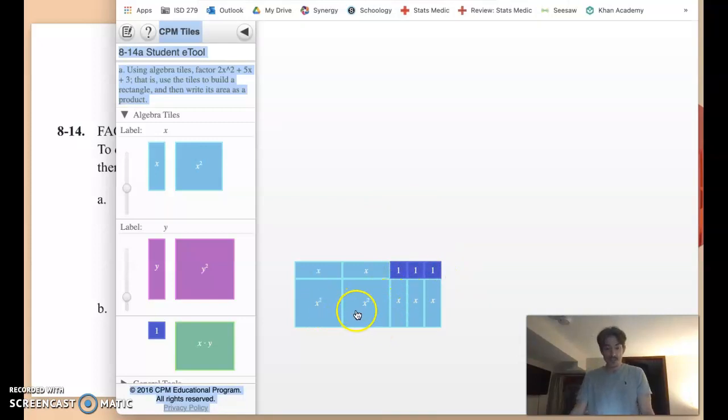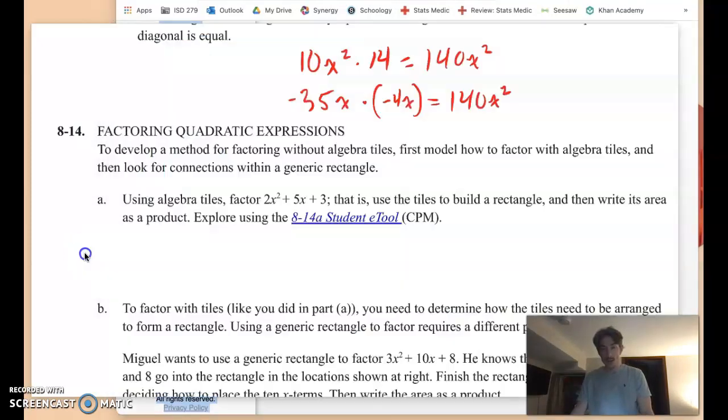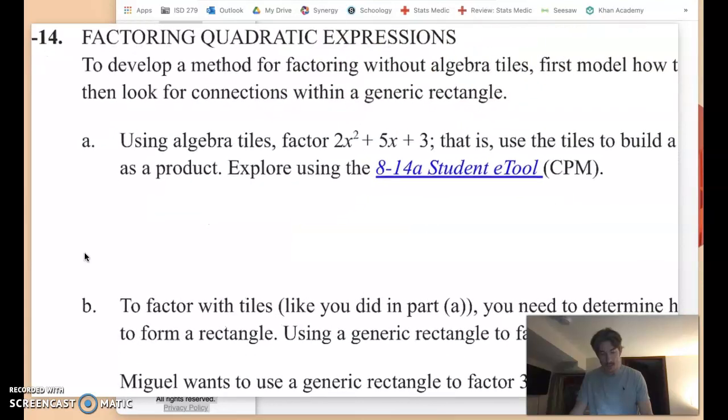So I've got my 2x squared, I've got my 1, 2, 3, 4, 5x, and I've got my 3. That's the area as a sum. But how does it connect to the area as a rectangle? Well, watch how I'm going to write this. But first, I guess I'll draw it. Okay, check this out.